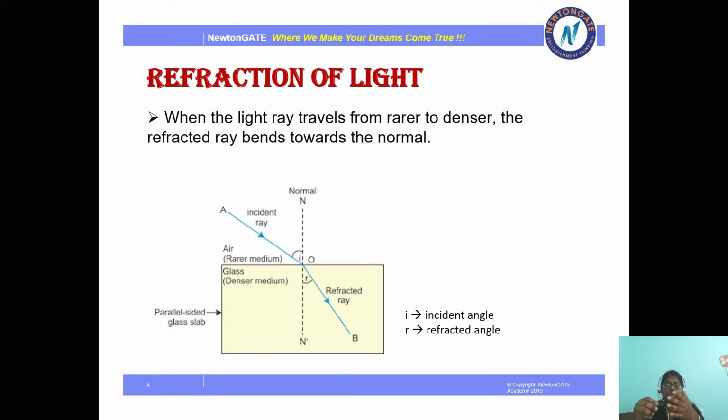A rarer medium is the medium whose density is smaller than the other medium involved, and in that case the second medium will be the denser, and vice versa. Depending on which two media you are taking, your rarer and denser medium can change. So if your light ray is traveling from rarer to denser medium, so your incident ray belongs to the rarer medium and your refracted ray belongs to the denser medium, then the refracted ray bends towards the normal.